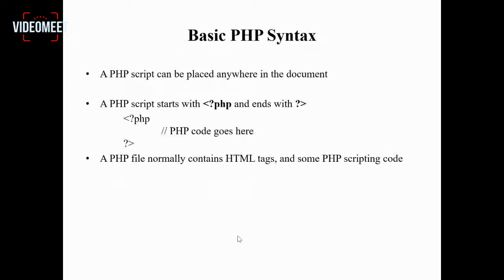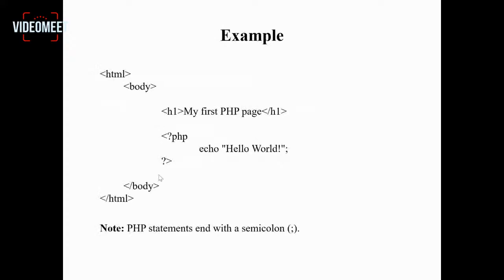Fine. Then the syntax for PHP we have already seen. You need to open this tag and close this tag, and between them you need to write the PHP code. So for example, this is my first PHP page. PHP statements end with a semicolon, just like in C and JavaScript. Every statement will end with a semicolon.